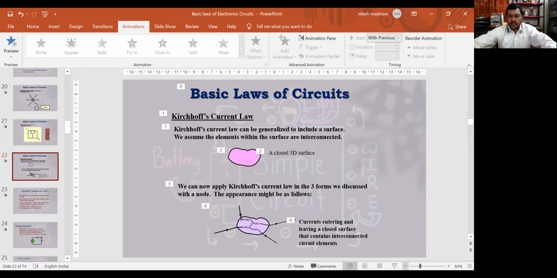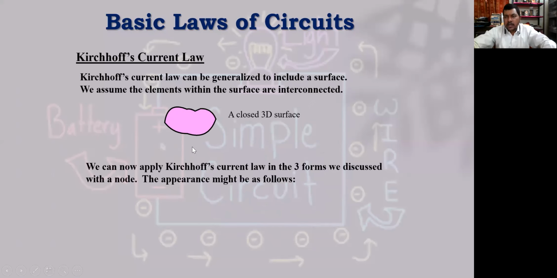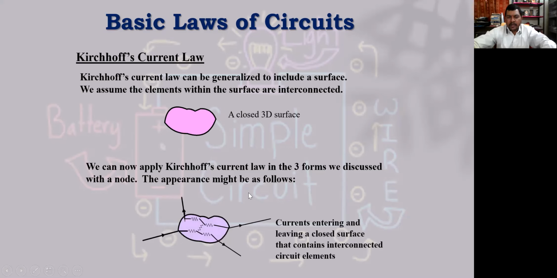Now, Kirchhoff's current law can be generalized to include a surface with which we assume the elements within the surface are interconnected. Now this is a closed 3D surface, and the elements are enclosed inside it. So the currents which are coming towards this are leaving this junction, and the summation remains to be zero. We can now apply Kirchhoff's current law in three forms we discussed with notes. The appearance might be as follows. So it might appear like this.